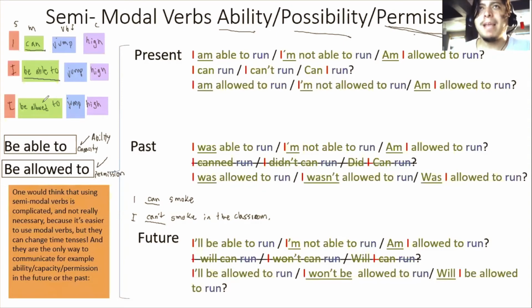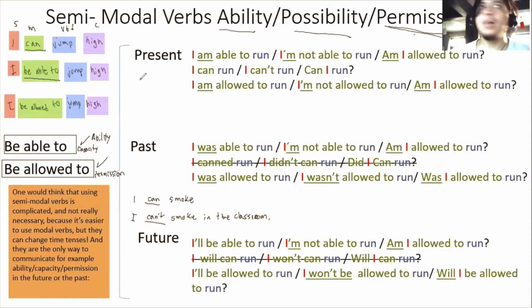So hasta aquí son muy parecidos. ¿Por qué? Porque van sujeto, modal o semimodal, verbo en forma base y complemento. Los modales o los semimodales significan, pues, están expresando habilidad, capacidad, permiso. En este caso, pues, podría ser cualquiera de ellos. Ahora, ¿en qué son diferentes?